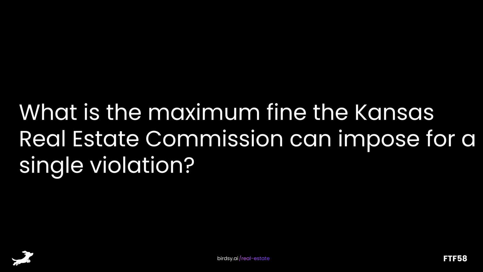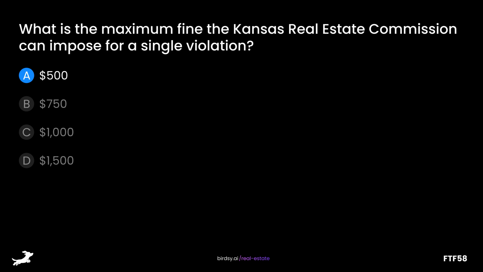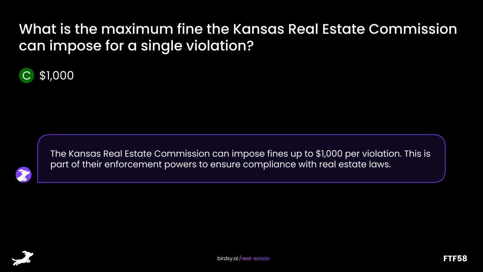What is the maximum fine the Kansas Real Estate Commission can impose for a single violation? Is it A, $500, B, $750, C, $1,000, or D, $1,500? The answer is C, $1,000. The Kansas Real Estate Commission can impose fines up to $1,000 per violation. This is part of their enforcement powers to ensure compliance with real estate laws.